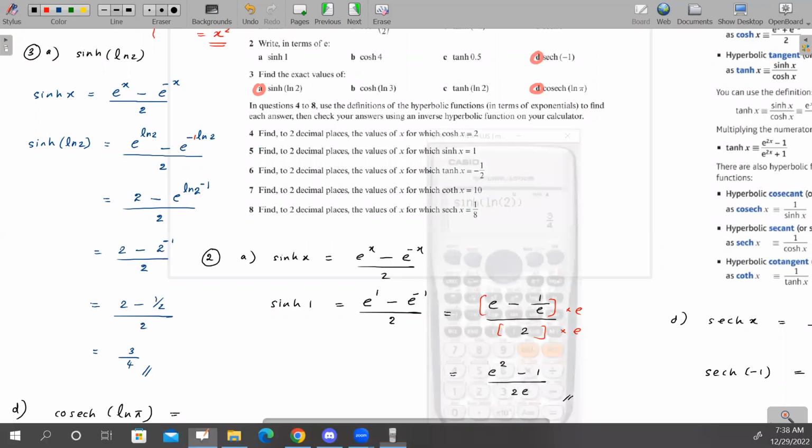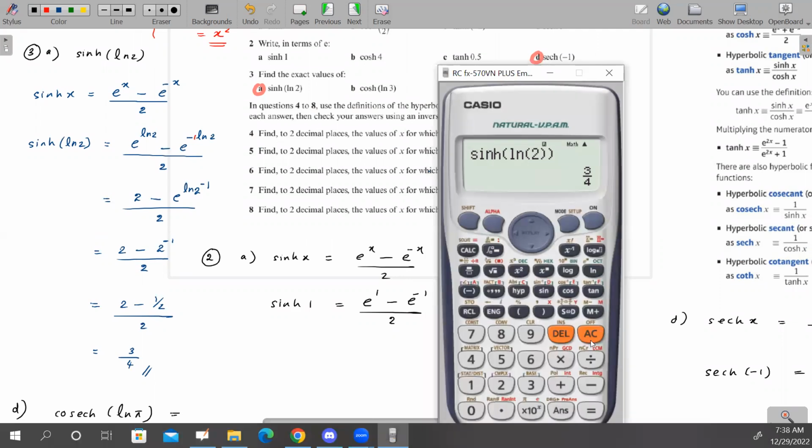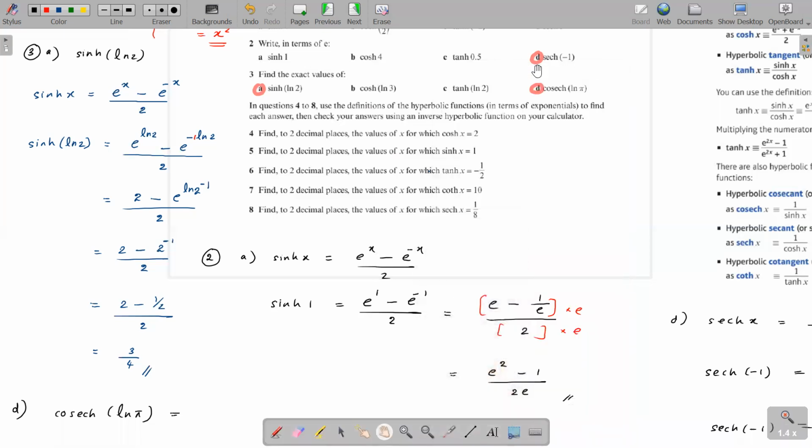But if you try to do this in the calculator for cosech, cosech is 1 over, right? 1 over sinh, the reciprocal of sinh. Okay, so 1 over sinh, and if you try to give ln pi, okay, so are we going to get an exact answer? And you can see that we get a decimal figure here, right? So guys, what we'll do is let's get the answer manually. So let's substitute values into the equation.